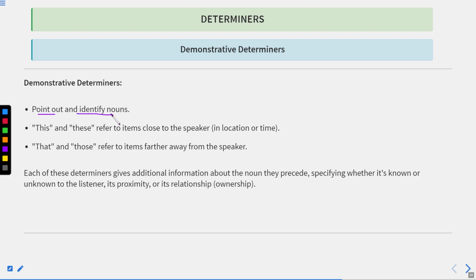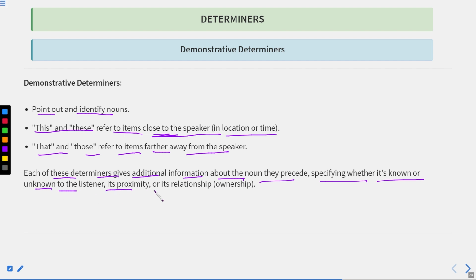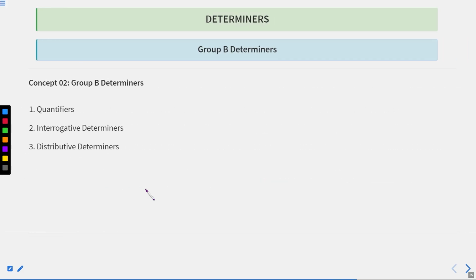What are the various characteristics of demonstrative determiners? They point out or identify nouns. This and these refer to items close to the speaker in location or time, meaning near the speaker. But that and those refer to items farther away from the speaker. Each of these determiners gives additional information about the noun they precede, specifying whether it is known or unknown to the listener, its proximity, or its relationship or ownership. Proximity means the numbers in which they should agree. Now let us move to the next one.